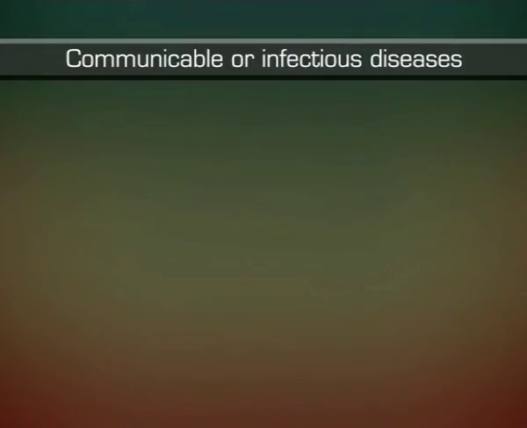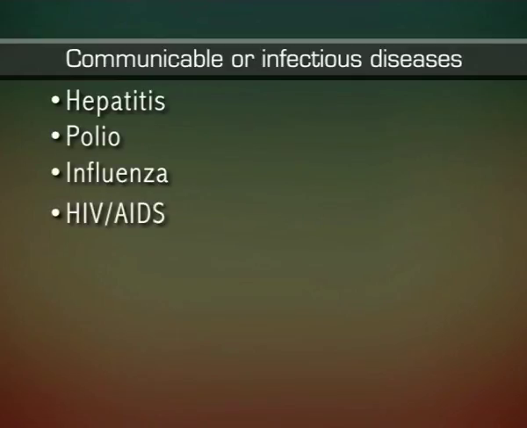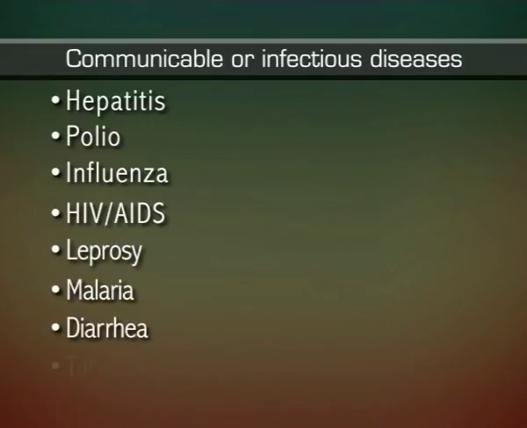Following are some examples of communicable or infectious diseases. We have hepatitis, polio, influenza, HIV and AIDS, leprosy, malaria, diarrhea, tuberculosis, etc. These diseases caused by viruses, bacteria, fungi and parasites are capable of spreading among people through the air, blood and other bodily fluids. In this topic, we are discussing the National Malaria Control Program, that is NMCP, Diarrheal Diseases Control Program and National TB Control Program.